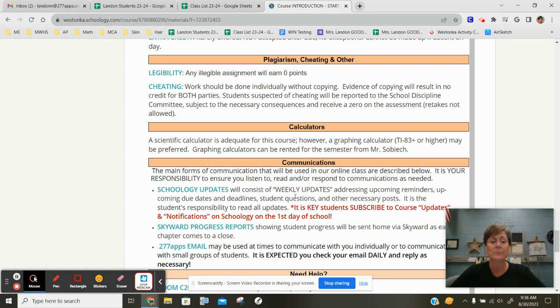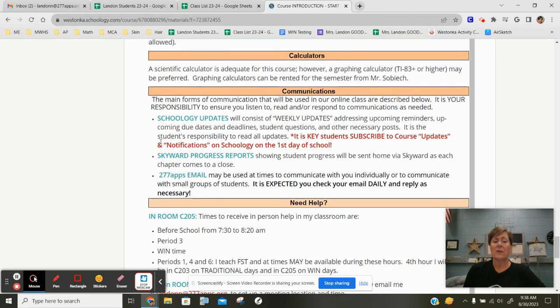In terms of calculators, a scientific calculator is adequate for this course. If you have a TI 83 or higher, I would bring that one though too. The graphing calculators are always nice to have. If you don't have one and you want to get your hands on one, Mr. Sobiak is in charge of the graphing calculator loaning program. It's first come, first serve. So once they are gone, he has no more to loan out. So see him sooner rather than later.